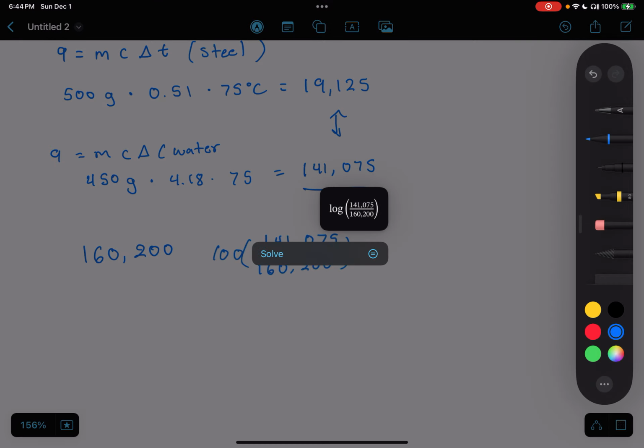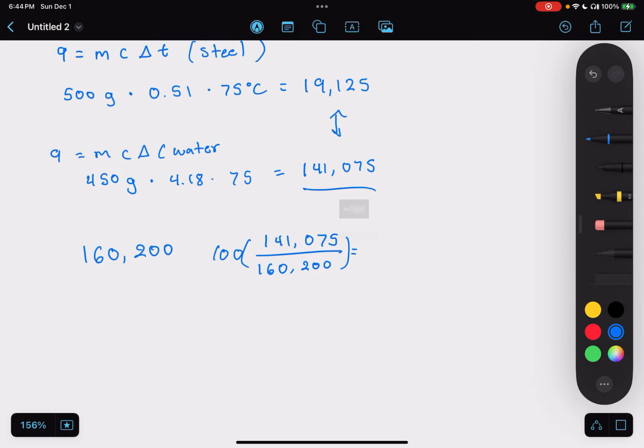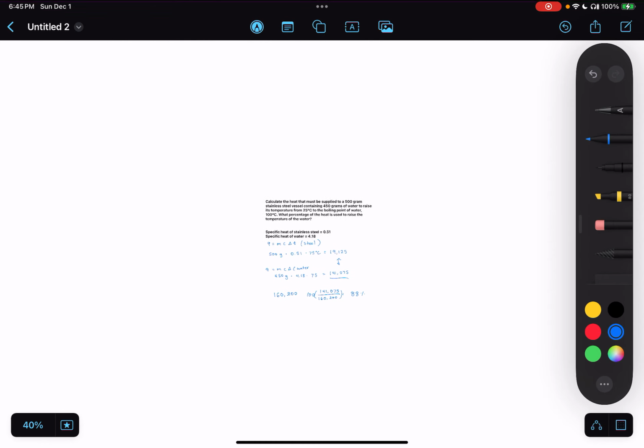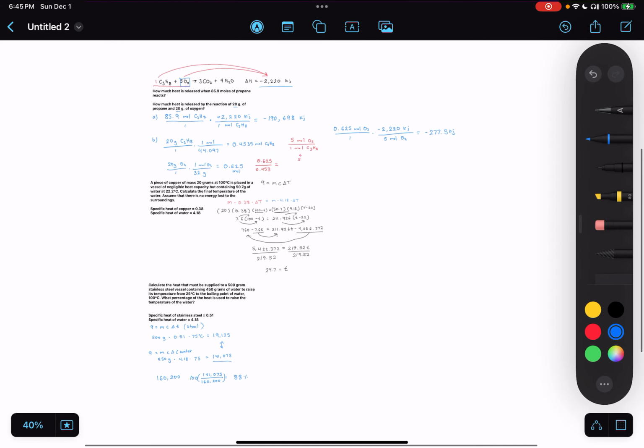Get out of here, man. Okay, so 141,075 divided by 160,200 times 100 equals 88.062. We'll just leave it at 88 just to be safe. We'll be good to go. All right. Perfect.